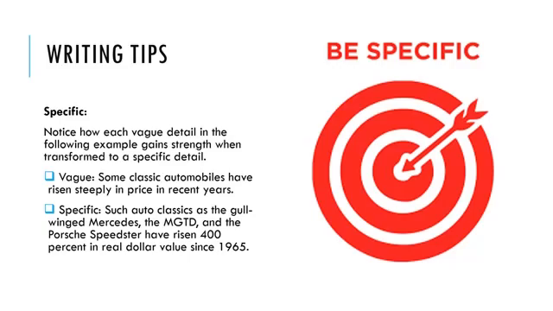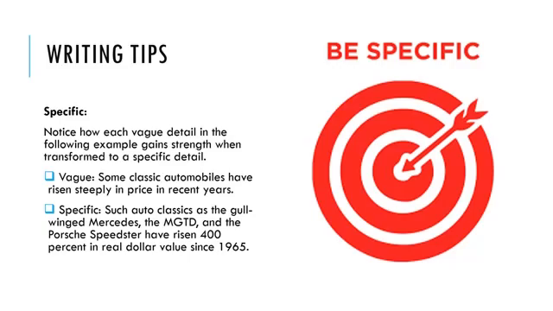For example, this is a fake example. Some classic automobiles have risen steeply in price in recent years. It's too broad. I don't really understand what they want to say. What is it exactly? How much have prices risen? How high is it?